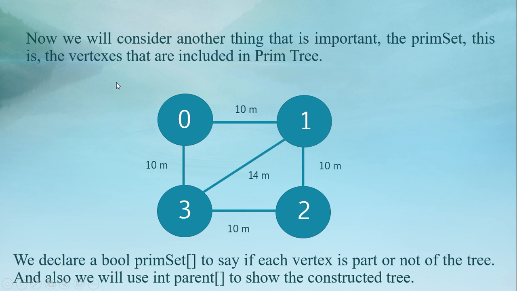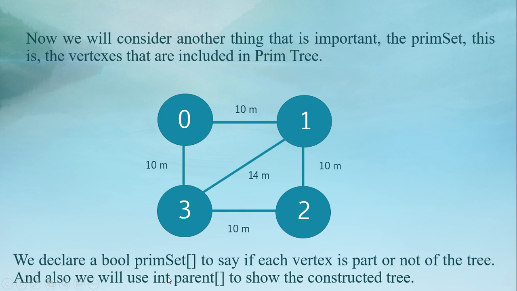First of all, now we will consider another important thing: the Prim set, which holds the vertices that are included in the Prim tree. So this is going to be a bool, right? For each vertex, whether it is included. We have four vertices, so we need an array of type bool with four spaces to say if each vertex is part of the tree or not.